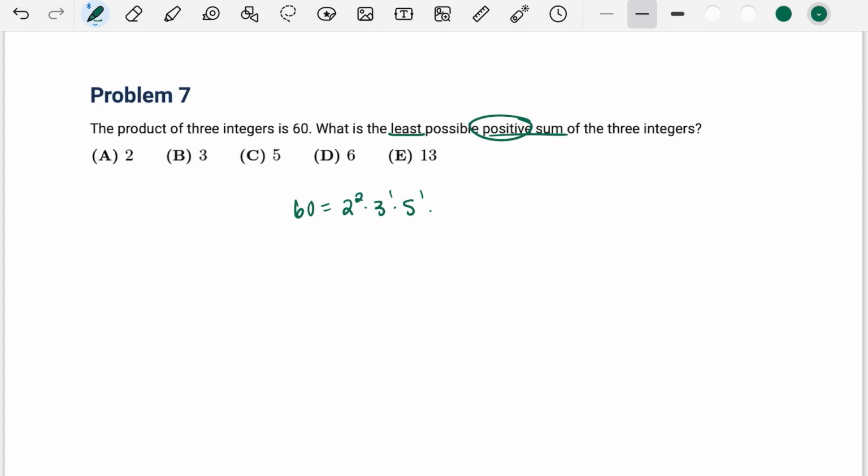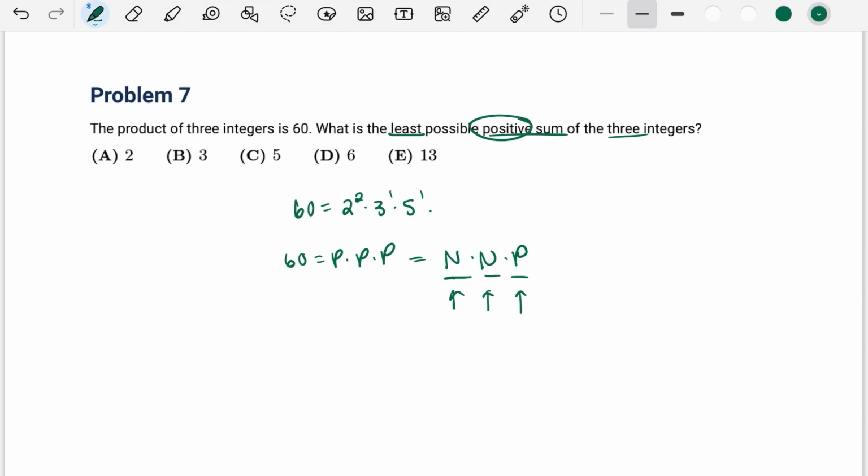If we think about why, we realize we could either factor 60 as a positive number times a positive number times a positive number, for 3 integers, or we could do a negative times a negative times a positive. In order to have these 3 numbers have the least possible sum, we basically want the absolute value of these 2 numbers, their sum, to be almost as big as the absolute value of this number, but not quite as big. I'll make that more clear with an example.